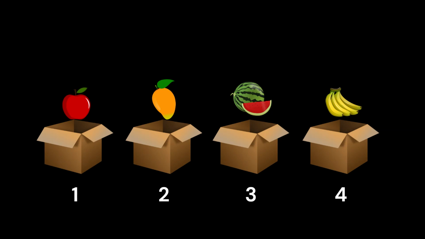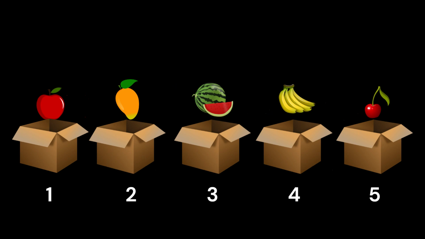But wait, there's more. You can add new items to your list by putting them in new boxes. And if you want to remove something, just take it out of the box. It's like updating your list without erasing. Arrays are perfect for lists of things.